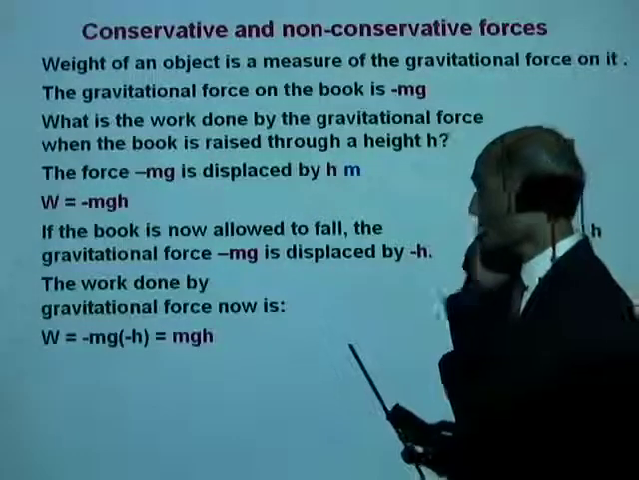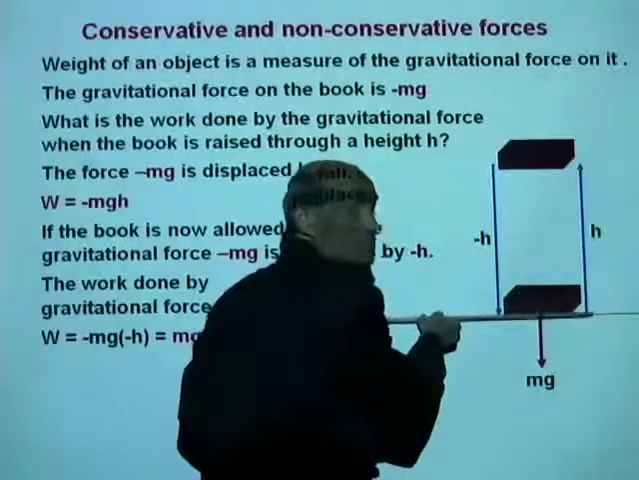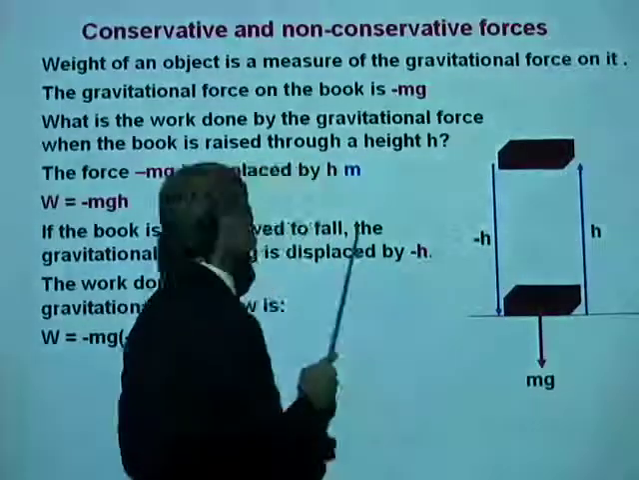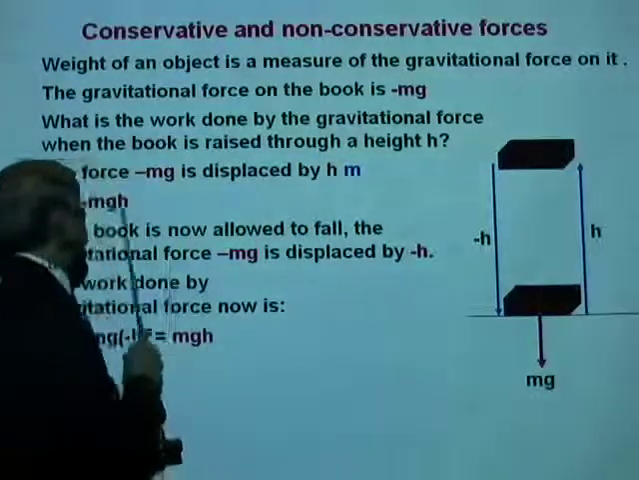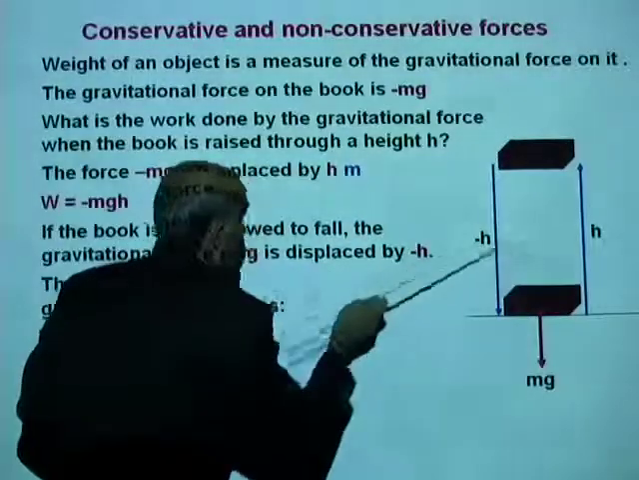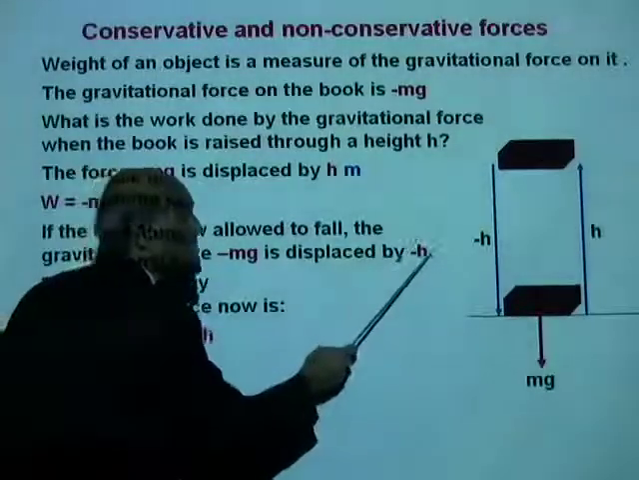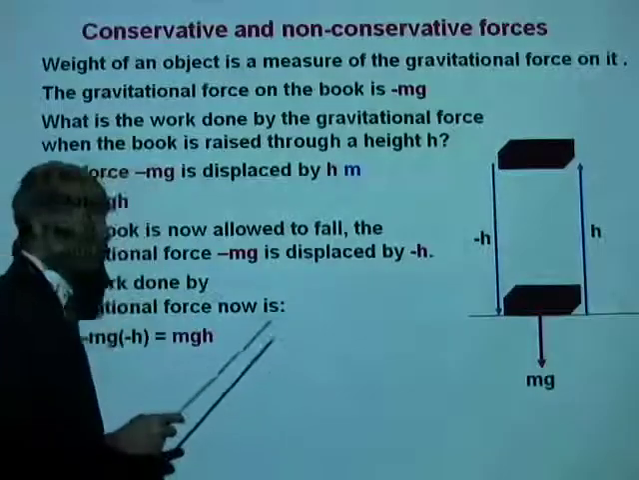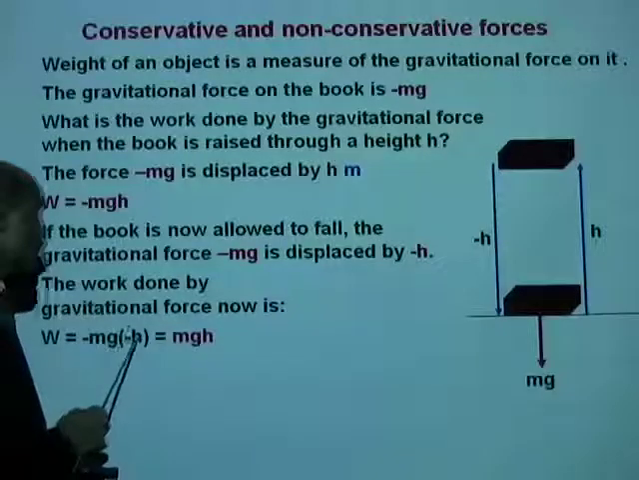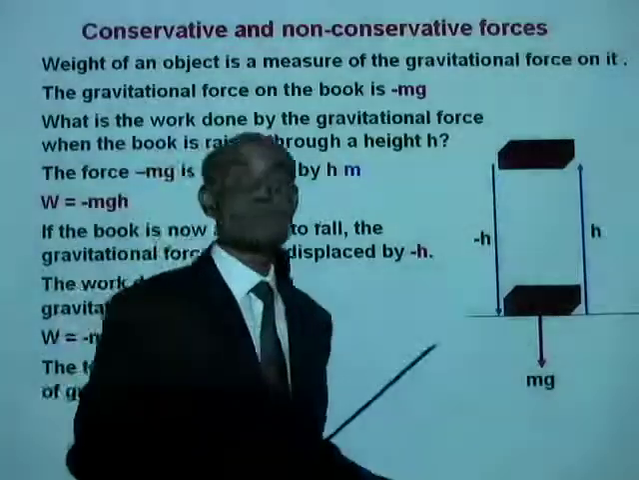Well, one more time. The work done by the force of gravity when the book is raised up through a height h is negative mgh. Alright? When the book is allowed to fall, the gravitational force negative mg is displaced through a distance negative h. Therefore, the work done during that time is negative mg times negative h, that is positive mgh.